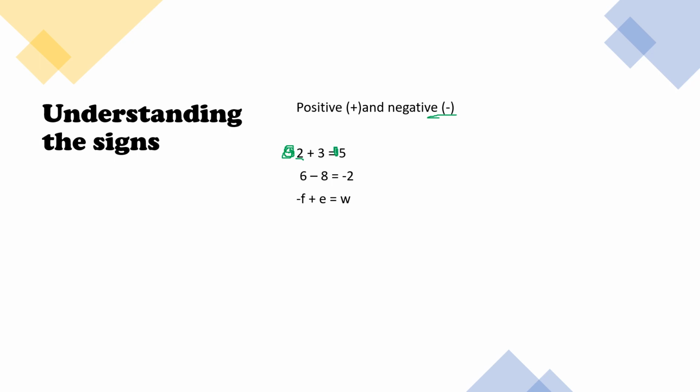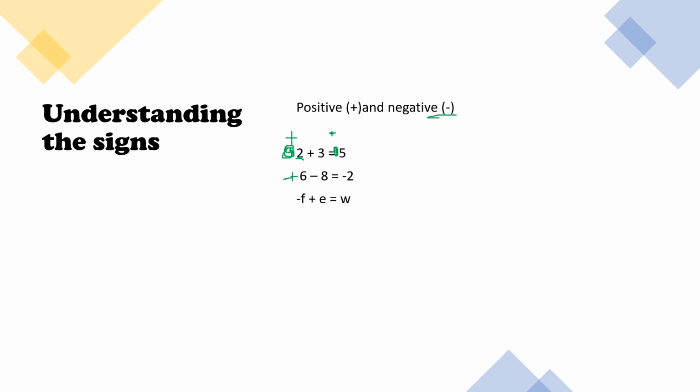And as I said earlier, if there is no sign, then we say that sign is understood to be positive. So in front here, we know that our 2 is positive, our 3 is positive, our 5 is also positive. Number 2, if you look at the second example here, our 6 would be positive.